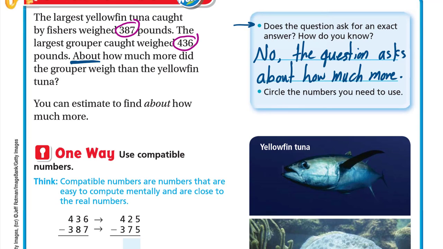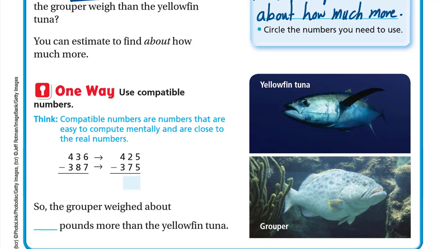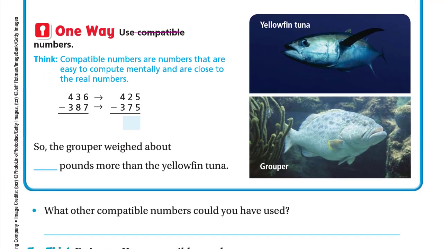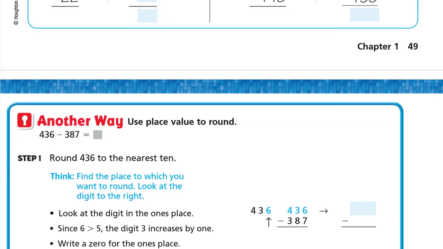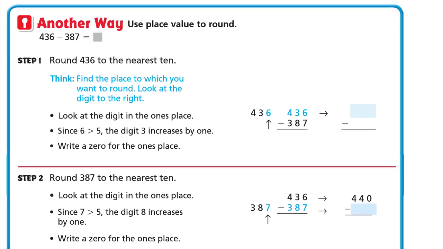So one way is to use compatible numbers. We won't use compatible numbers. We will go directly to the other way, which is using rounding. So we have 436 minus 387. Step number 1, round 436 to the nearest 10. The problem here is that he didn't round to the hundreds.